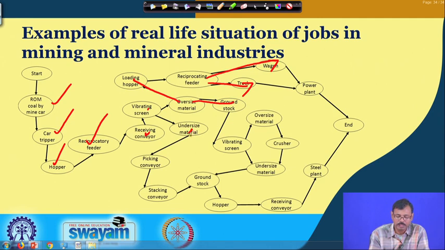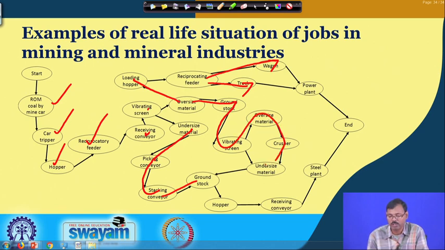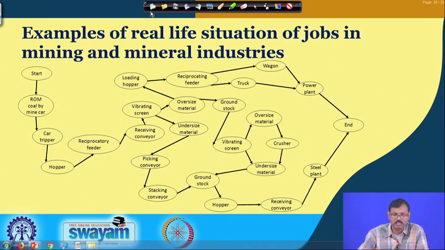Similarly, undersized material can be taken from this position, and from the picking conveyor it can come to the stacking conveyor, then to the ground stock. The oversized material of the ground stock may again go to the crushing unit and be taken to the underground stock, and from there it can be transferred to the steel plant, the power plant, or other users. So, this is a common type of network in a coal handling plant.